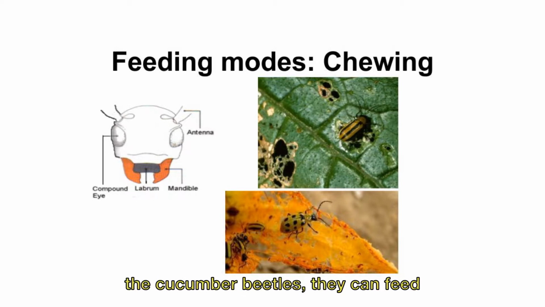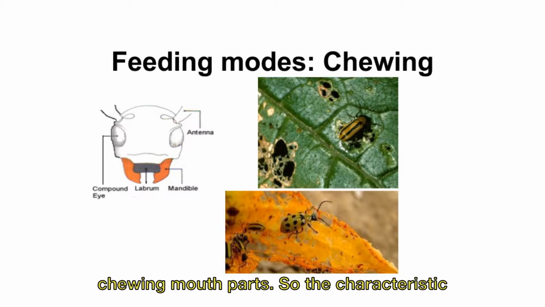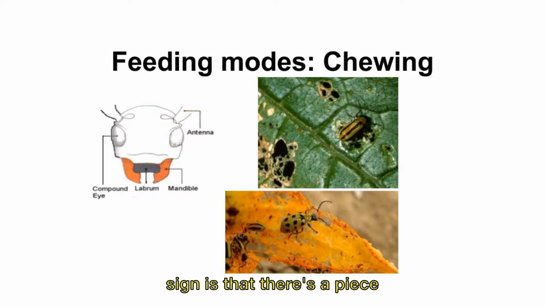Same with the cucumber beetles. They can feed on the leaves, they can feed on the flowers, and they can also feed on the fruit with their chewing mouth parts. So the characteristic sign is that there's a piece of leaf missing in this case.